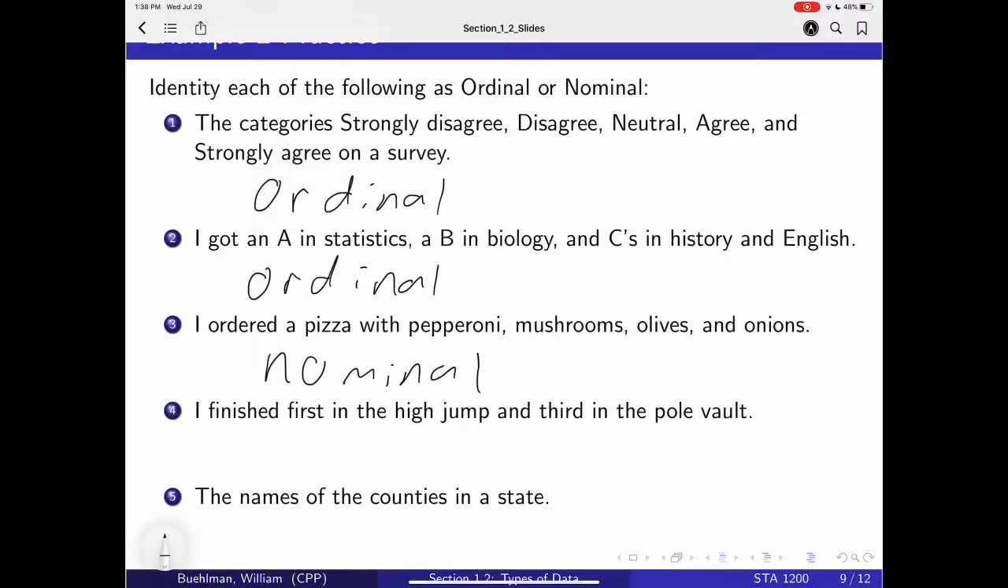Number 4, I finished first in the high jump and third in the pole vault. So again, we have to think about, what am I talking about here? What is my variable of interest? Is it my placing or the sport? Well, it is the placing, because I'm talking about I got first in the high jump. So since we are talking about our placing and not the sport, that is our variable of interest. So if I compare first and third, is there a natural order? Well, yes, first is better than third. So this is ordinal.